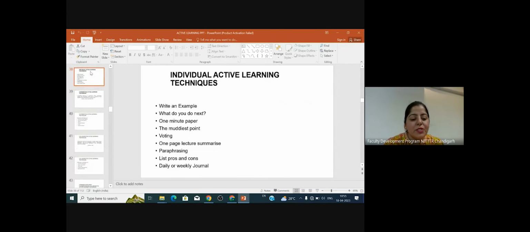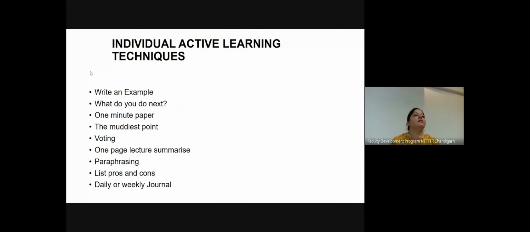So when we are using these kinds of active learning strategies in a classroom environment, there are three different categories we can think of. One is individual active learning techniques. These techniques can easily be incorporated in your traditional lectures. Say your style of teaching or your comfort of teaching is a lecture method only. So you go by the lecture method, but these are a few strategies you can incorporate to make those lectures more interesting and more engaging.